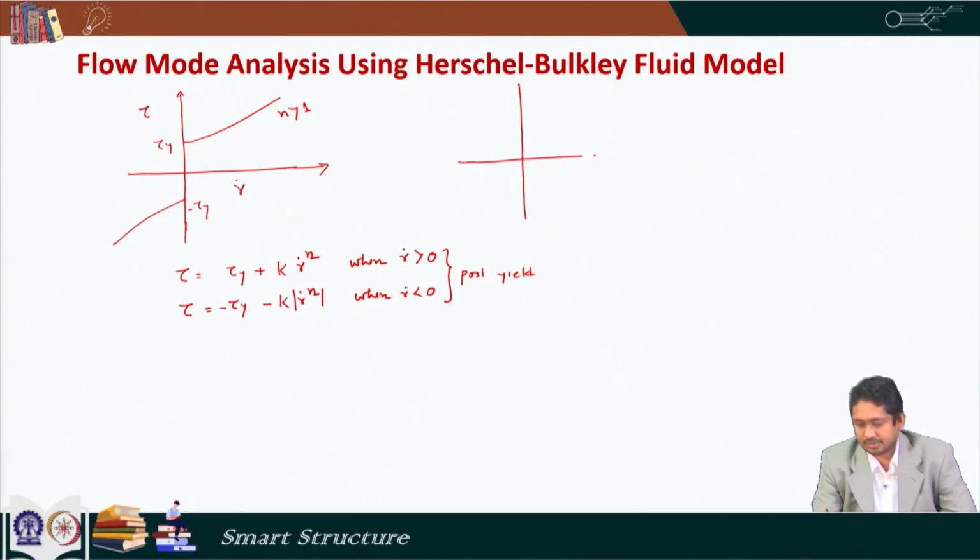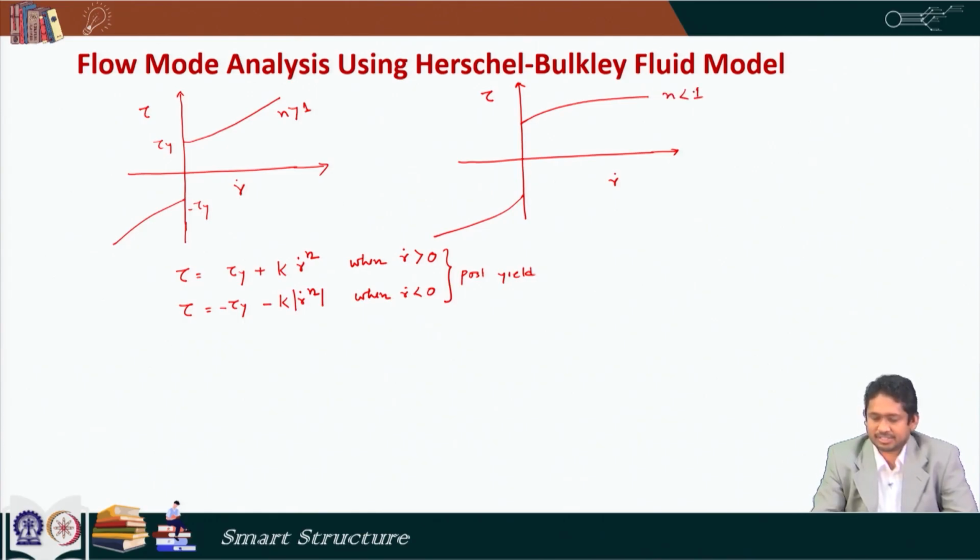If I draw the graph of tau versus gamma dot here with n less than 1, then the graph looks like this. And here it is n minus 1. So, it is shear thinning behavior. So, the effective viscosity is reducing as the shear strain rate is increasing.